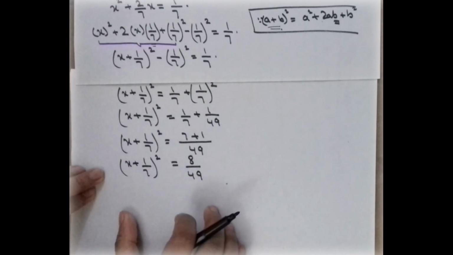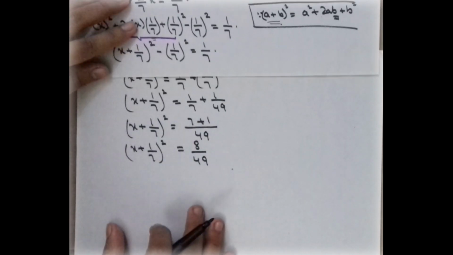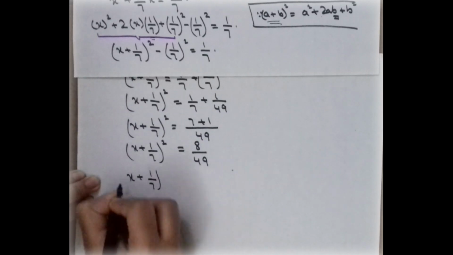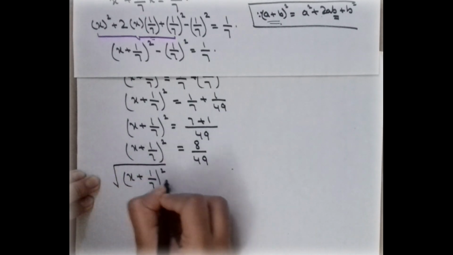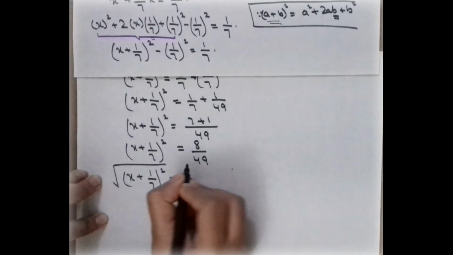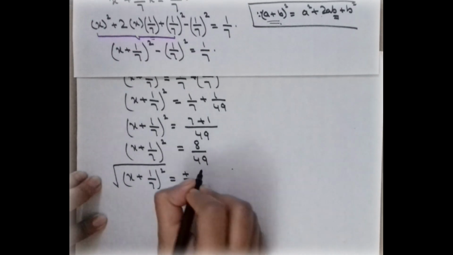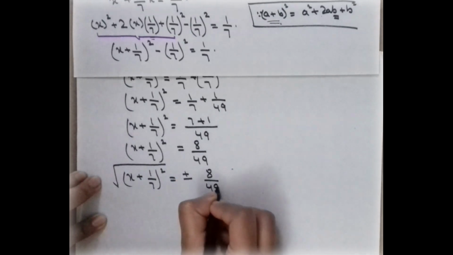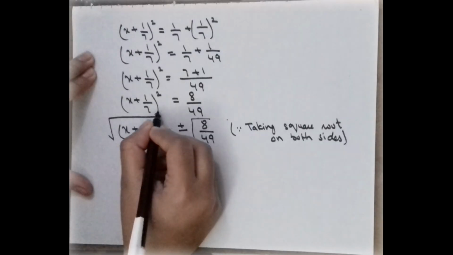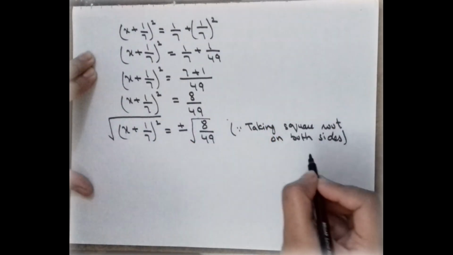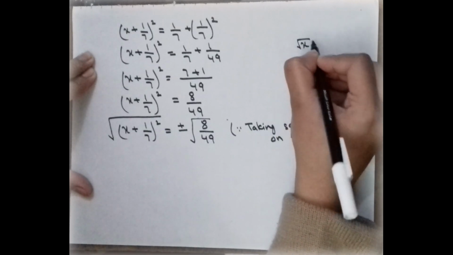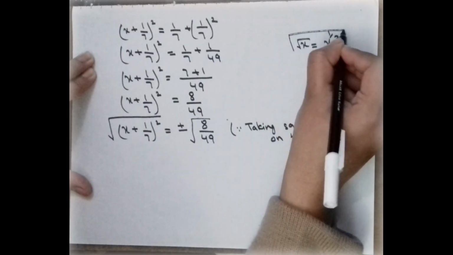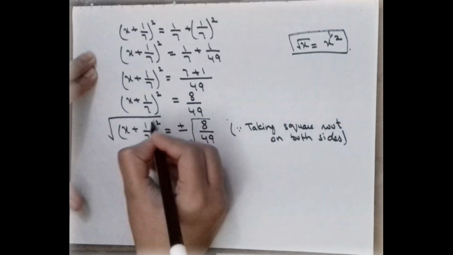Now in this step we take the square root on both sides. So the square root of x plus 1 over 7 square equals plus minus. Whenever we take the square root on both sides, we always apply a plus minus sign. So the square root of 8 over 49. The square cancels out with the square root, because as we know, the radical sign means the fractional power 1 over 2. So this is just rough work, and this can be cancelled out.